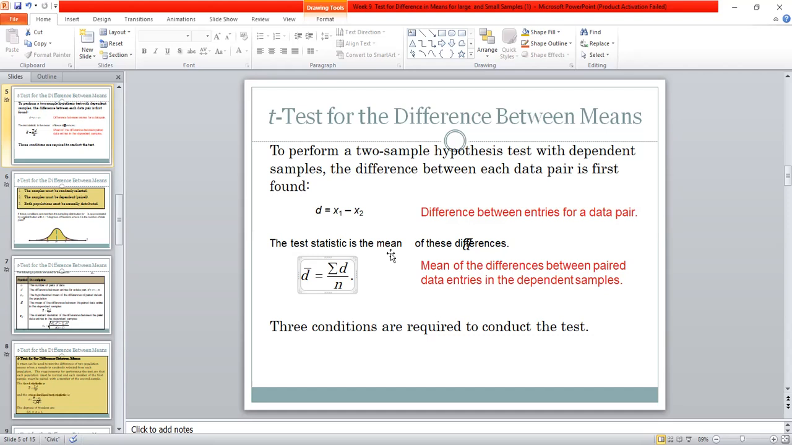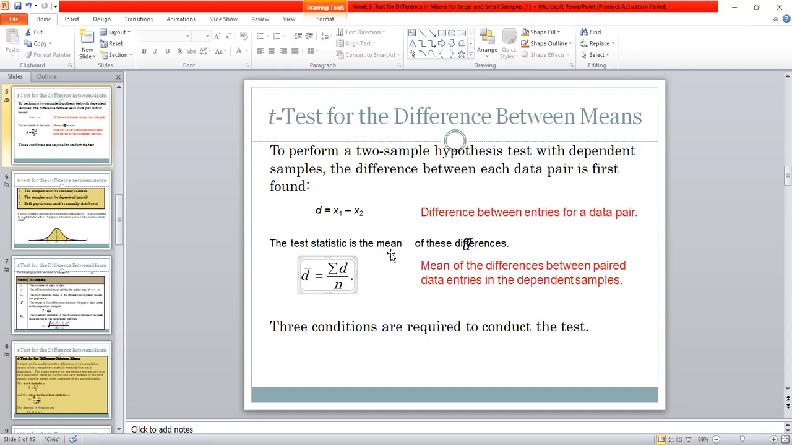The alternative now is that mu A is greater than mu B. So let's bring mu B to the left. Therefore, mu A minus mu B is greater than 0. If you bring mu B to the left, under the alternative, then mu A minus mu B is greater than 0.